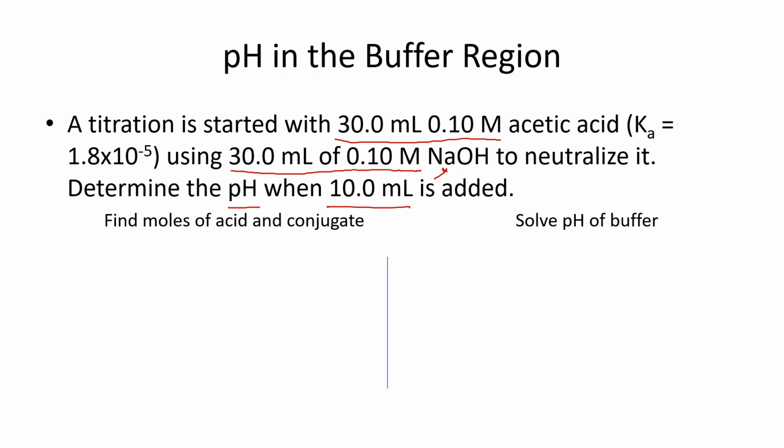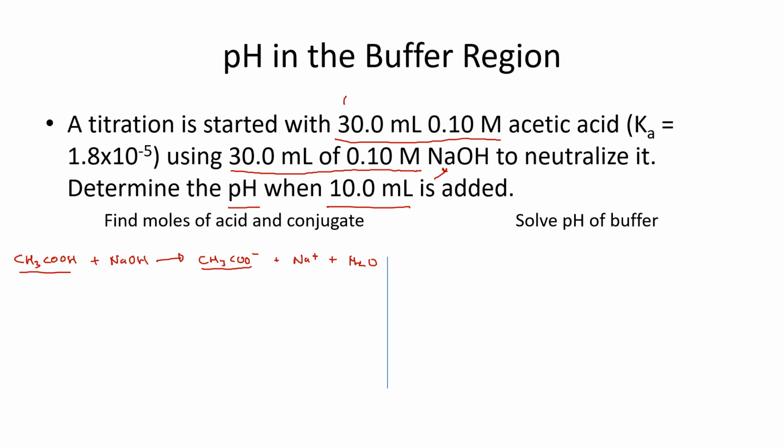Again, I like doing little ice tables to keep things straight. So I'm going to start off with my acetic acid here, and I'm going to add some sodium hydroxide and make the neutralization, which of course is quantitative. You're going to end up with CH3COO minus, some sodium ions, and of course the water from the neutralization. Now we're really only interested in these two because those are the parts of the buffer, the components of acid and conjugate base that make a buffer. So let's figure out how many moles of each we have here.